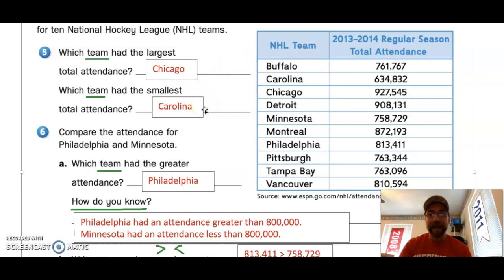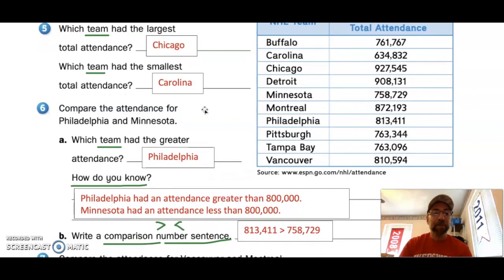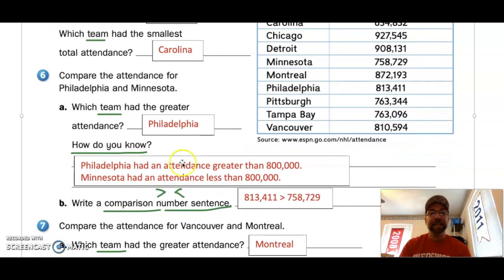Which team had the smallest total attendance? Well, that was Carolina. For number 6, which team had the greater attendance between Philadelphia and Minnesota? Philadelphia had the greater attendance. And how did you know? So this is a sample answer, but Philadelphia had an attendance greater than 800,000. Minnesota had an attendance less than 800,000.